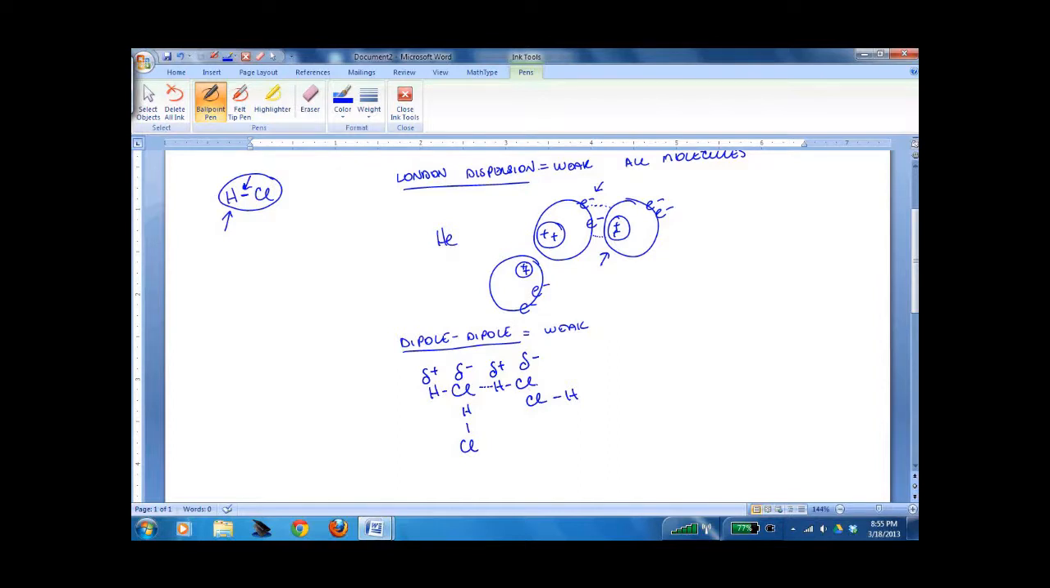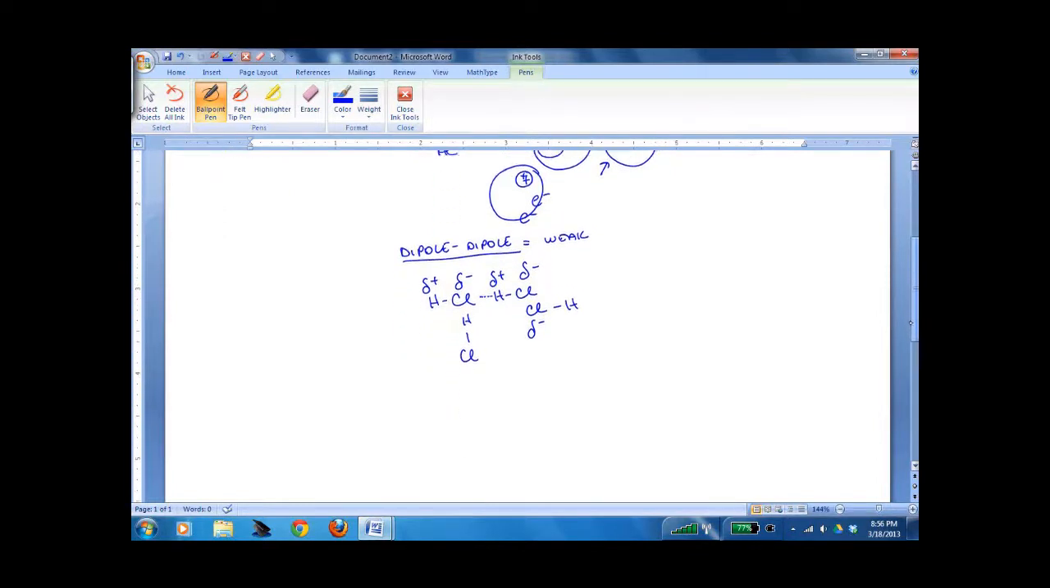Notice here we're not going to have it, because these are 2 partial negatives. If anything, they're going to repel each other. So dipole-dipole, we have to really think about the partial charges on the different chemicals that we're looking at in the various scenarios.